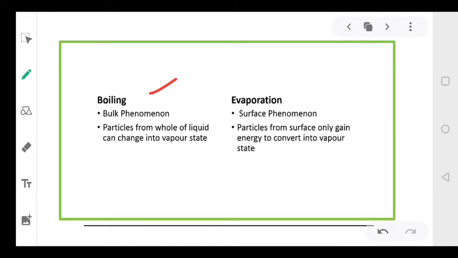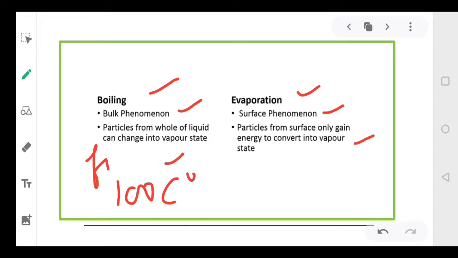देन व्हाट इज द डिफरेंस बिटवीन बॉइलिंग एंड इवेपोरेशन? बॉइलिंग जो है इट इज़ अ बल्क फिनोमेना, ये पूरा लिक्विड बॉयल करता है. ये इवेपोरेशन सिर्फ सरफेस पर होता है. ठीक है, यहाँ पर जो है पार्टिकल्स जो हैं लिक्विड के, दे चेंज फ्रॉम लिक्विड इनटू वेपर स्टेट. यहाँ पर सिर्फ सरफेस के पार्टिकल्स चेंज होते हैं. बॉइलिंग जो है वो 100 डिग्री सेल्सियस पे होता है, मतलब बॉइलिंग अकर्स एट फिक्स टेम्परेचर.